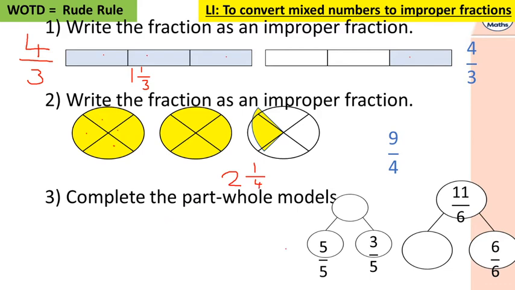Complete the part whole models. So the part whole models, remember these two bits at the bottom get added to make the total at the top. Two bits at the bottom added to make the total at the top. So here we have to add our fractions. So 5 + 3, which is 8. We get 8/5. And here we've got something add 6 is 11. We know 6 + 5 is 11, so you should have got 5/6 for that one.